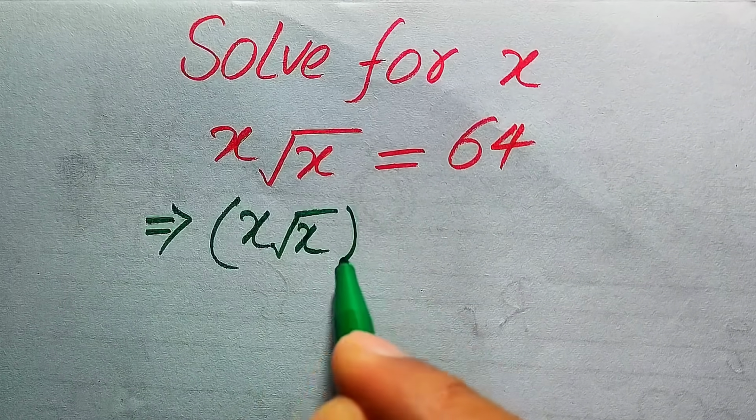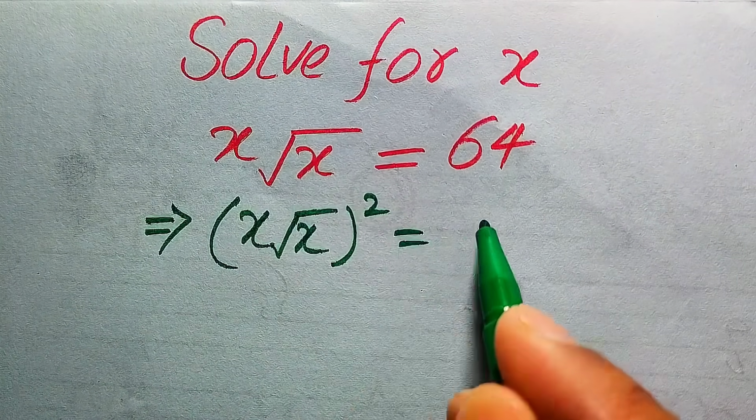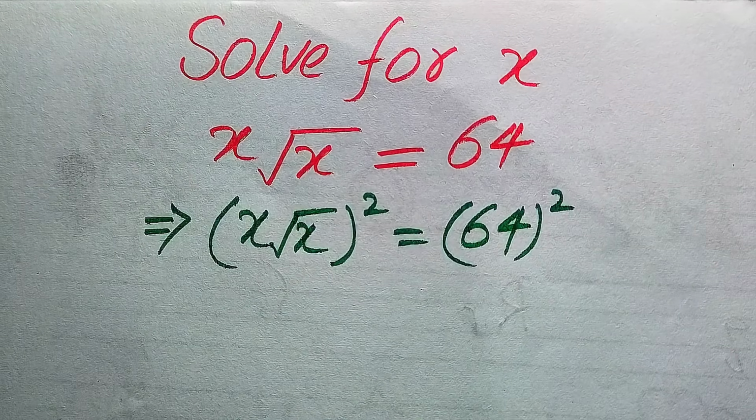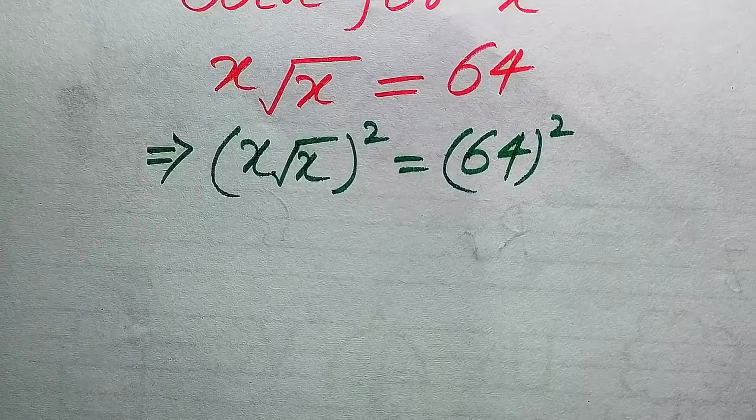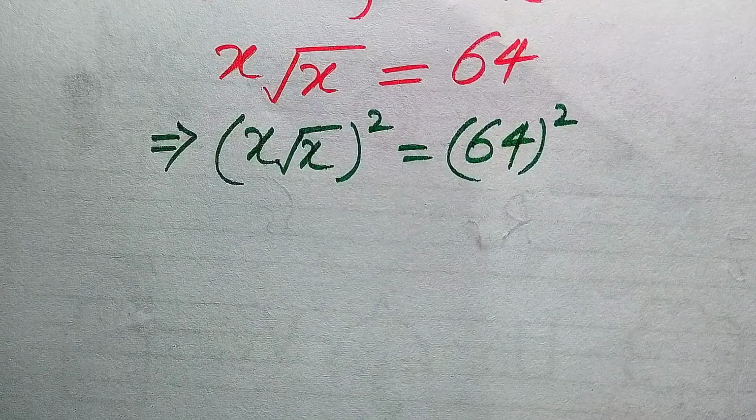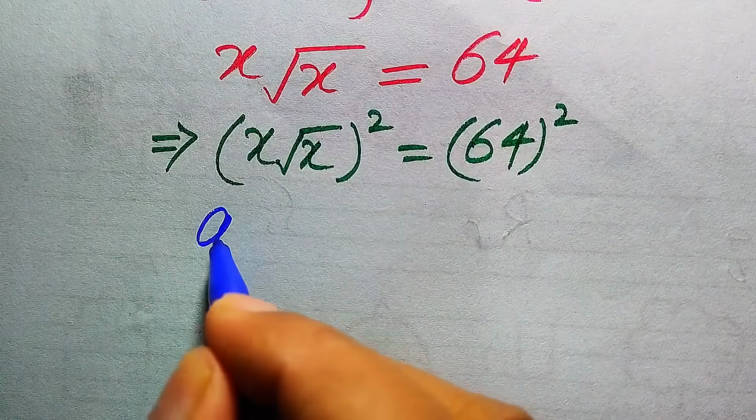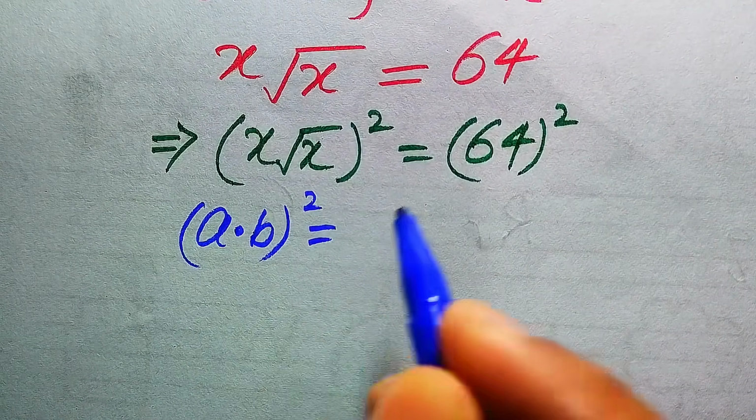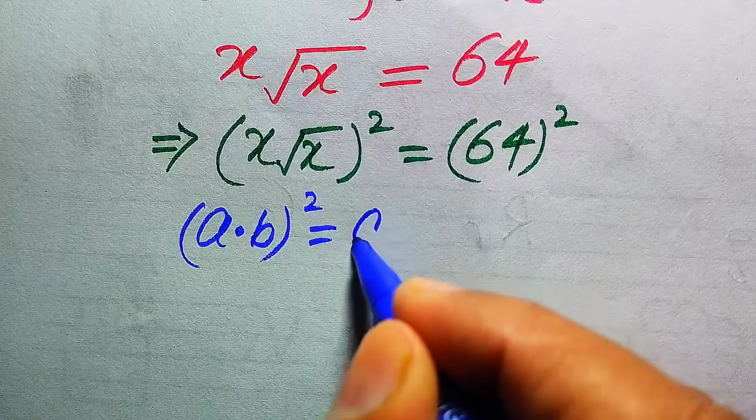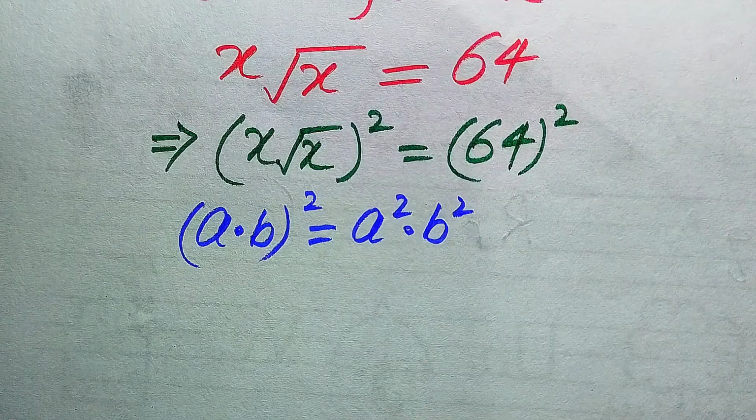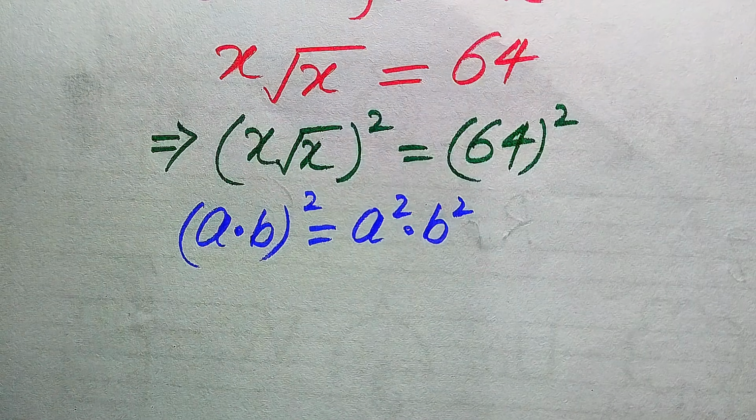So when we apply squaring it will be written in this form. Here we have 64 squared. And now in the next step we use the nice square identity. You know about that. If we have two numbers multiplied by each other and it's squared, we can apply the square separately on both of these two values in this way. This becomes a squared multiplied by b squared.